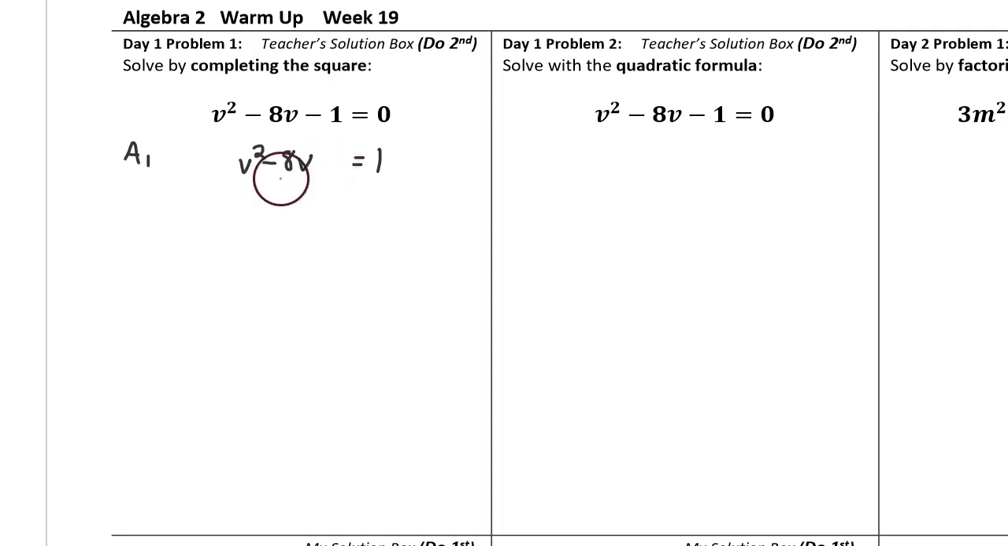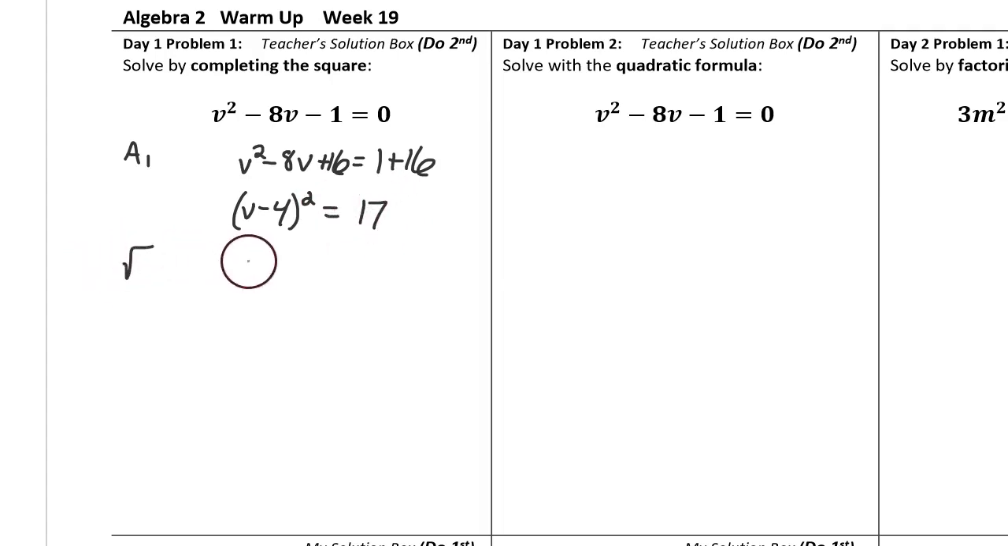Half of -8 is -4. -4 squared is 16. Put plus 16 here and over here. Now factor the trinomial, v minus 4 squared. And now there's 17 on the right.